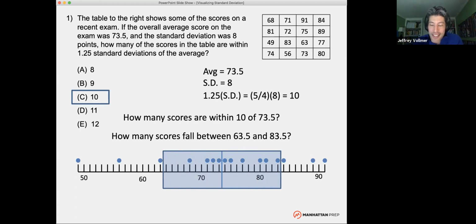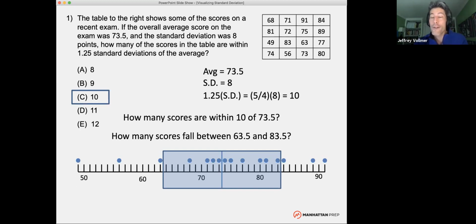Yeah, good question. If 83.5, what if someone got 83.5? Would it count as within? I don't know. That's kind of like when they tell you, how many integers are between 21 and 28? Is it 6 or 8? I don't know, do I count 21 and 28 or do I not?